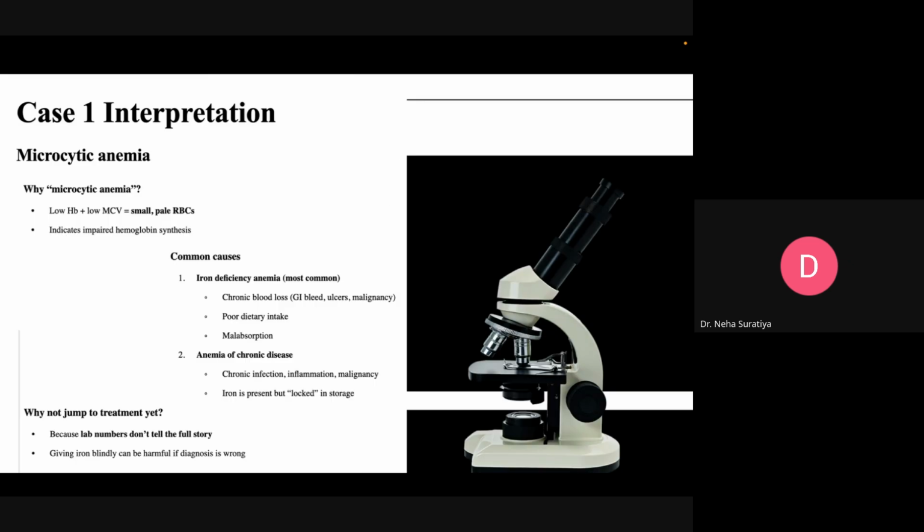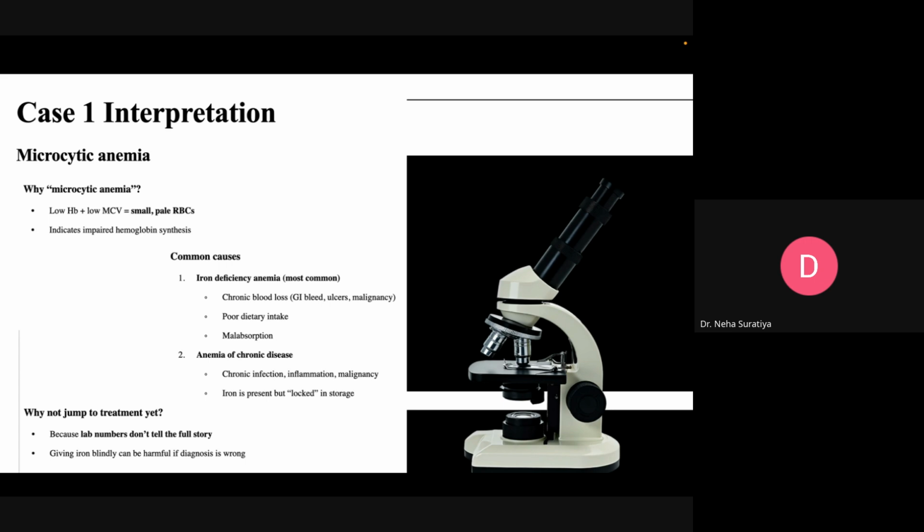So case one interpretation: microcytic anemia. Why is it microcytic? Because it shows low hemoglobin plus low MCV, that is small pale RBCs, indicating impaired hemoglobin synthesis altogether. What common causes can it have? Of course, iron deficiency anemia is the most common one. Anemia of chronic disease can also be a factor. If you want to decide between these two causes, you need to ask the patient, check the patient's history, and do counseling. You need to talk with them so that you can understand what kind of anemia the patient is having.